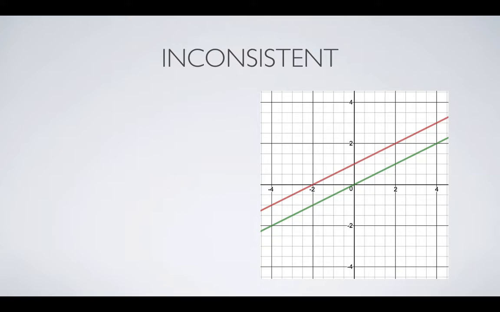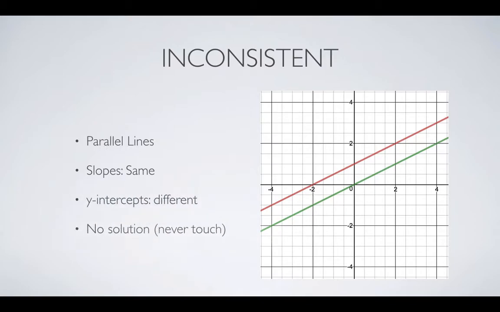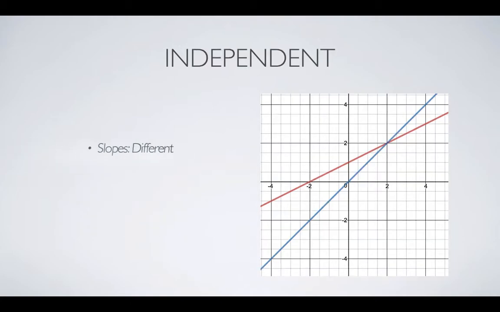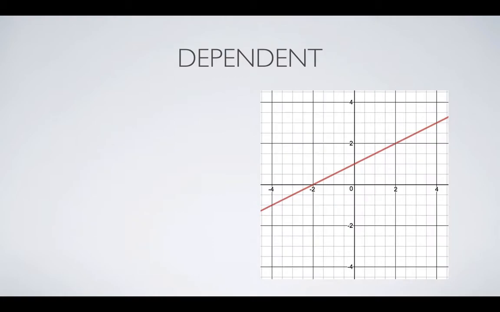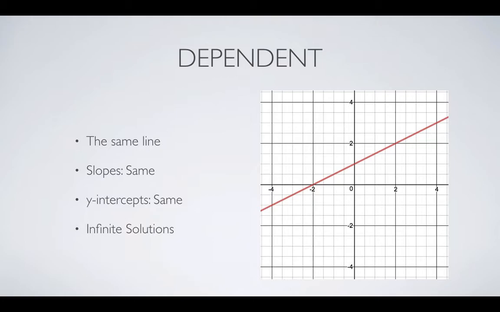Okay, so let's talk briefly about the different types of lines. Inconsistent lines, like I said, are parallel. They have the same slope, but they have different y-intercepts, and no solutions. Independent lines have different slopes. They can have the same or different y-intercepts depending on where they touch, and there's one solution. Finally, dependent lines are the same line, meaning same slope, same y-intercept, and infinite solutions.